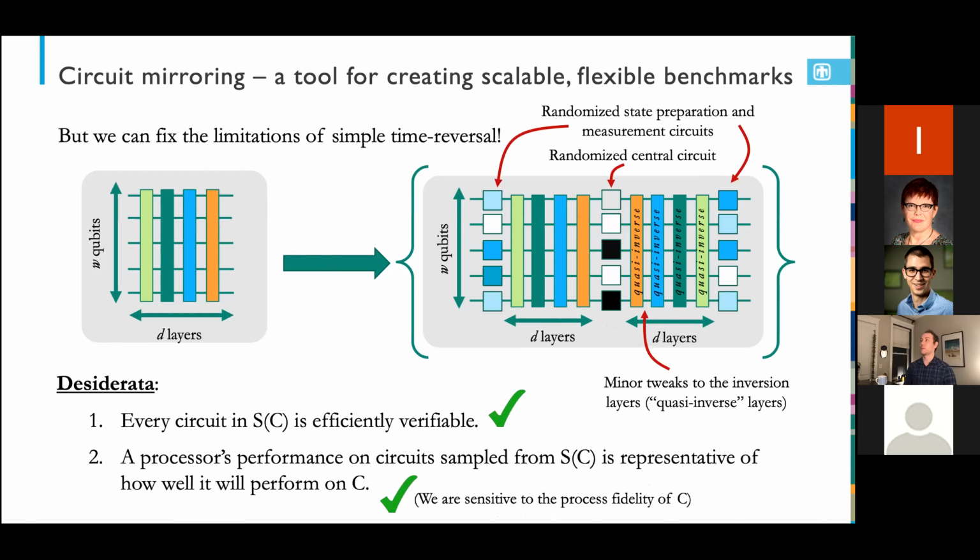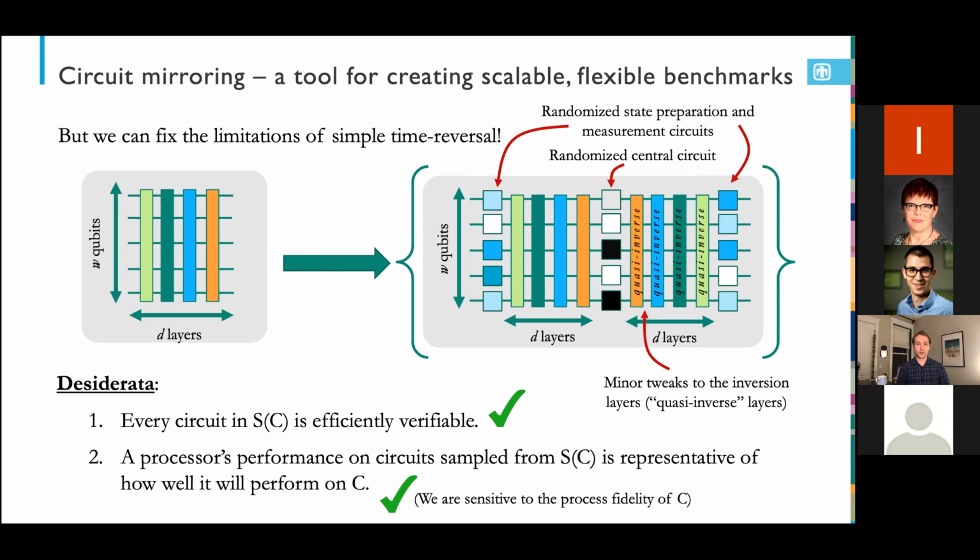So what we do is we insert randomized state preparation and measurement circuits at the start and at the end of this circuit that we create. An important part of this is that these inserted circuits need to be small so that we're not blowing up the size and losing scalability. And in fact, we just stick to single qubit circuits.